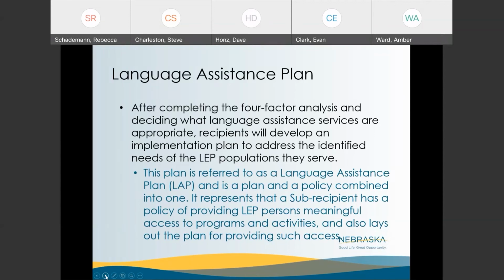So this plan is referred to as an LEP, and is plan and policy combined into one. It represents that a subrecipient has a policy of providing LEP persons meaningful access to programs and activities, and also lays out the plan for providing such access. Next slide.